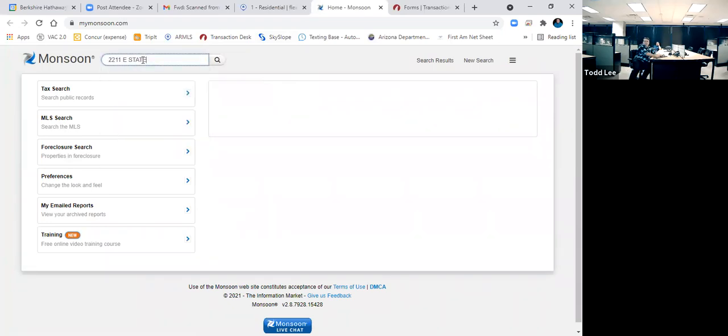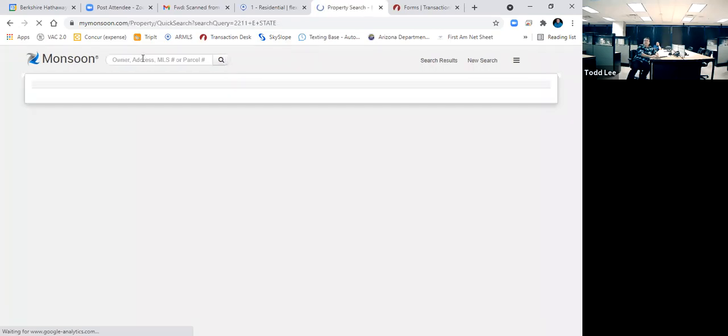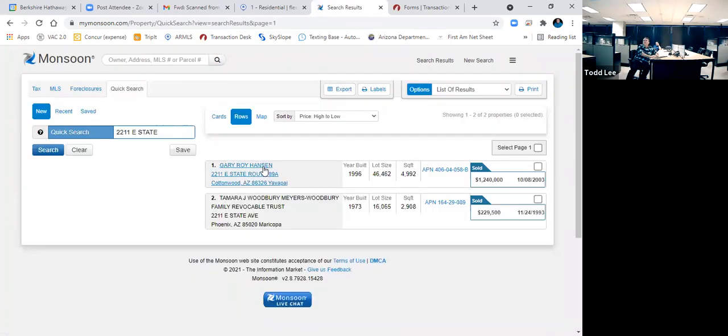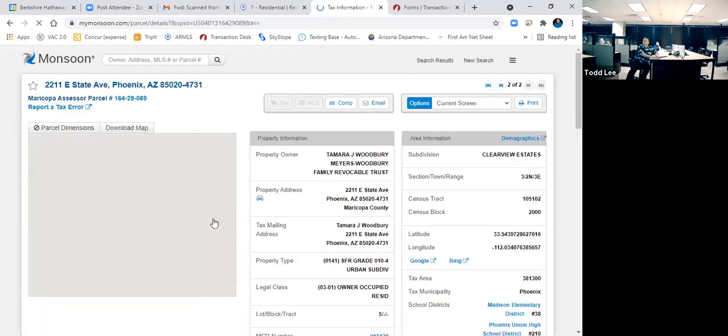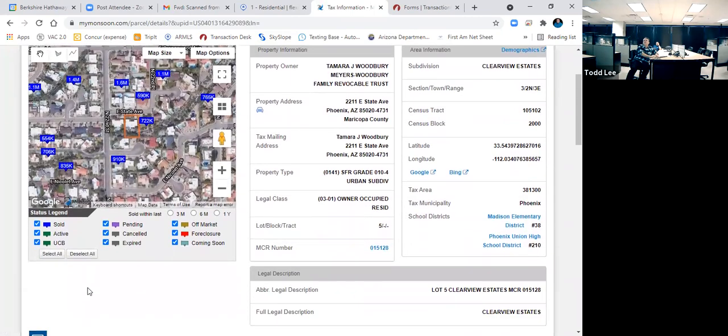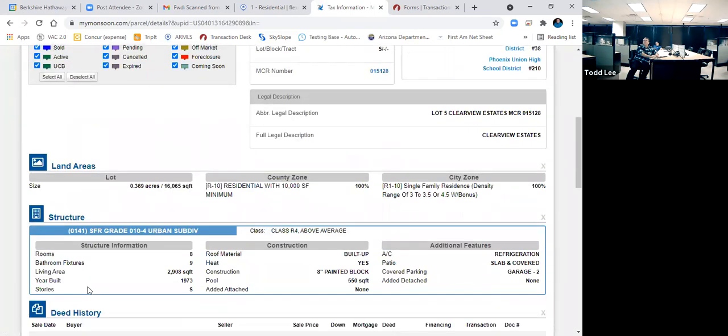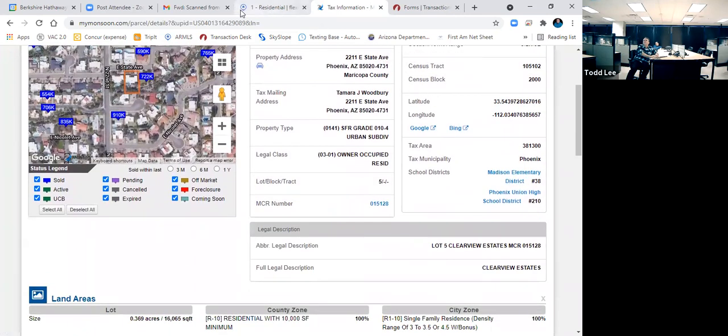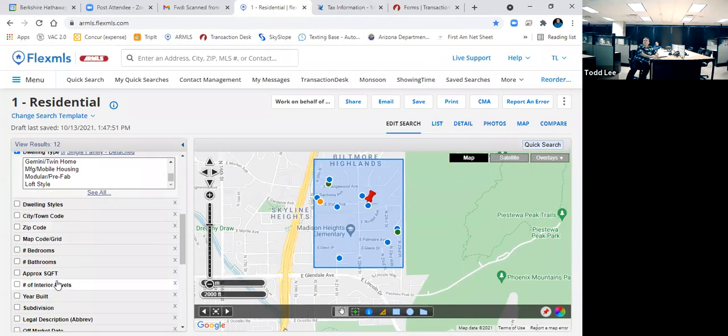2211 East STE. I put that because it's not been sold for, at least I don't think it's been sold for a while. Let's see. 2211 East State Avenue. There's the one. That's that one. And we have 2,900 square feet. So now we're going to go back into here and we're going to go into our square foot range. 2,600, 3,200. Now we've got 3 of them in there.